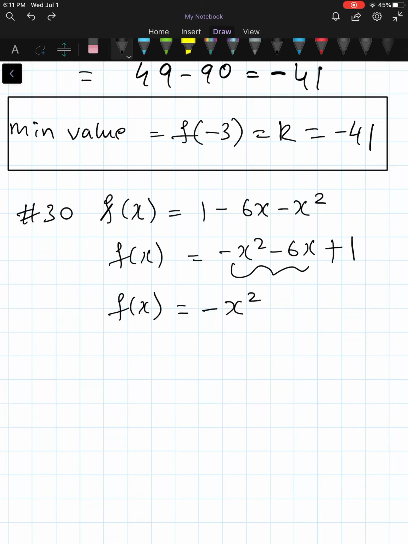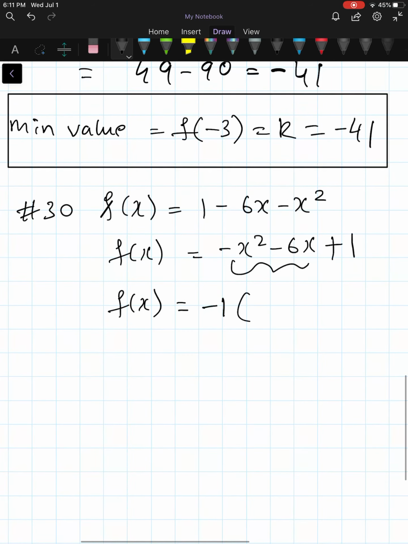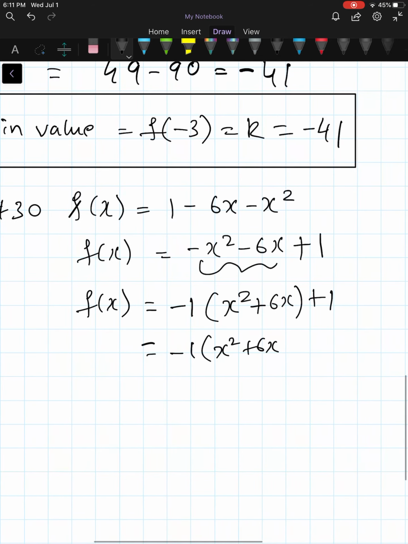I will take negative 1 common out of the first two terms. So negative 1 times x square plus 6x, plus 1. I have to add and subtract 9. Be careful to multiply the coefficient with the negative term that you are subtracting to make the perfect square, when taking it outside the brackets so that you get a constant last term.